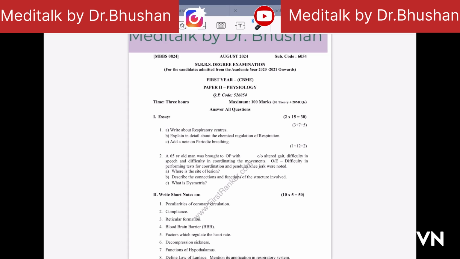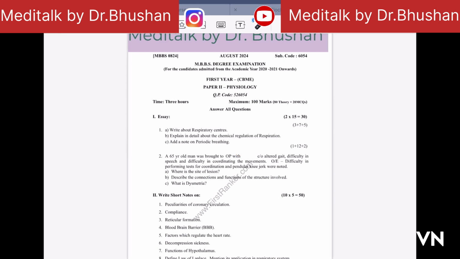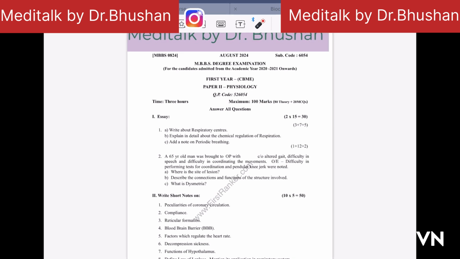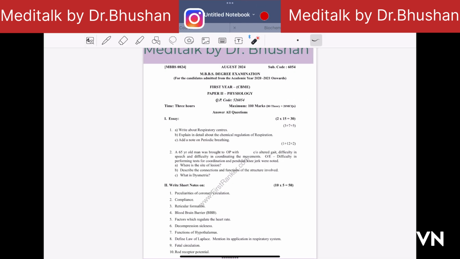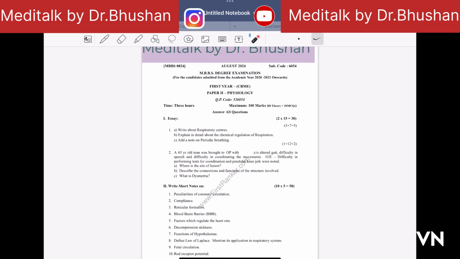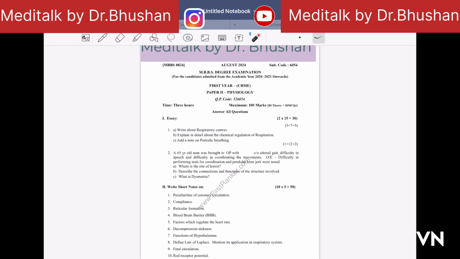Second, a 65-year-old man was brought to the OPD with chief complaints of altered gait, difficulty in speech, and difficulty in coordinating movements. On examination, difficulty in performing tests for coordination and pendular knee jerk was noted. What is the site of lesion? Describe the connections, function and structures involved. What is dementia?